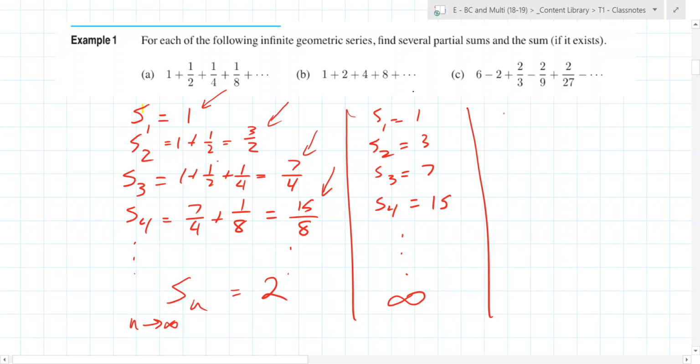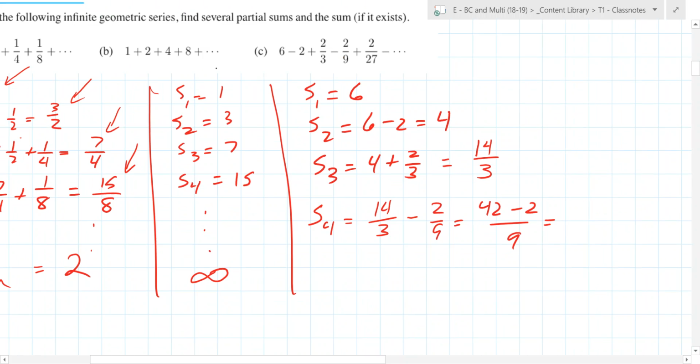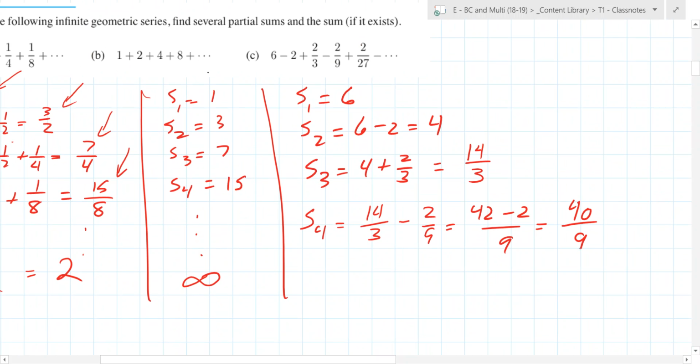What about this next one? S1 is 6. S2 is what? 6 minus 2 is 4. S3 is going to be 4 plus 2/3. I do not like mixed fractions. I want you to write that as what? 14/3. And S4 is going to be 14/3 minus what? Minus 2/9, which is 42 minus 2 over 9, which is what? 40 over 9.